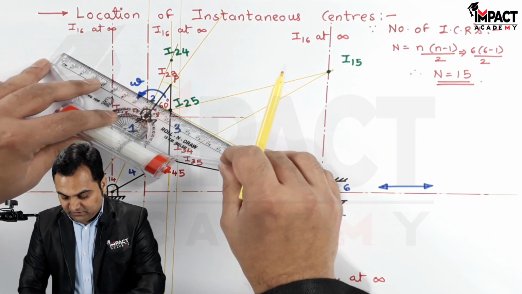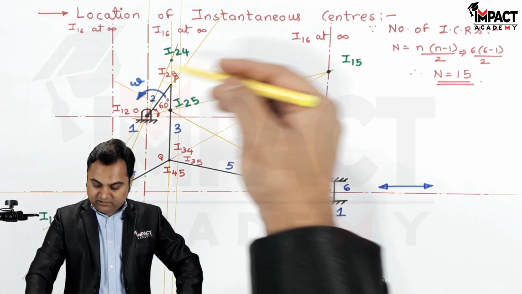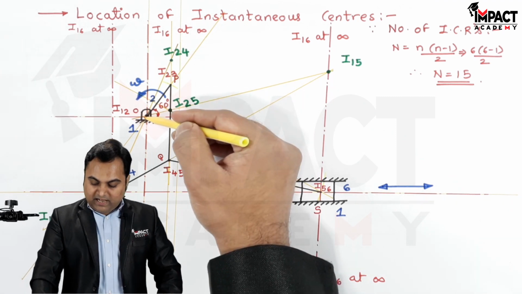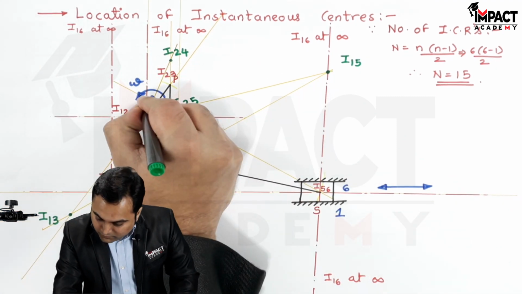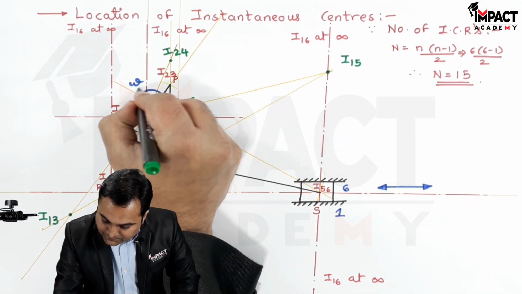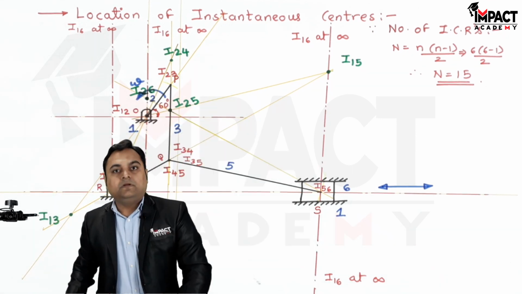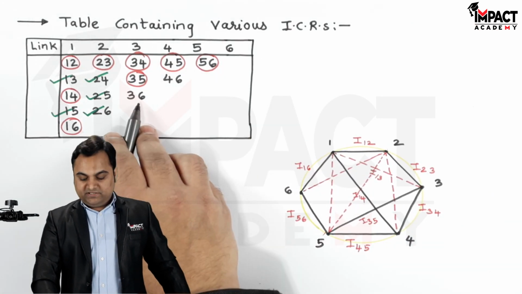and then projecting it light so that it cuts this line which is passing through I12, that is I12, I16. This intersection point gives me I26. After getting I26, there is I36.